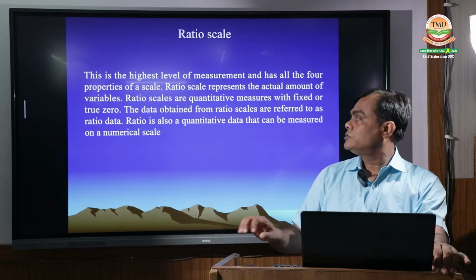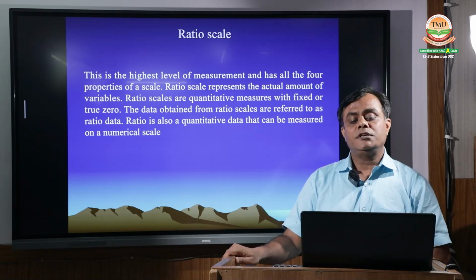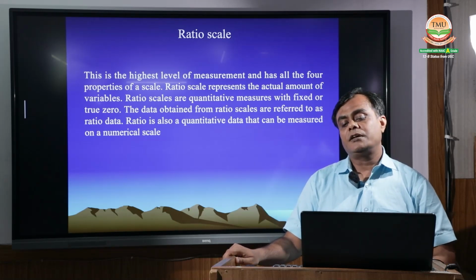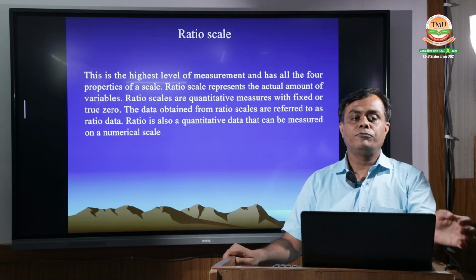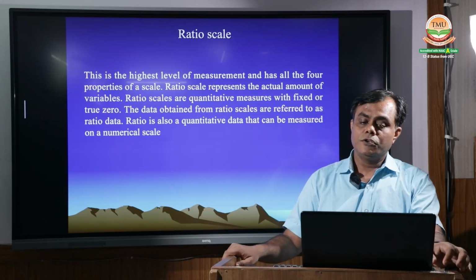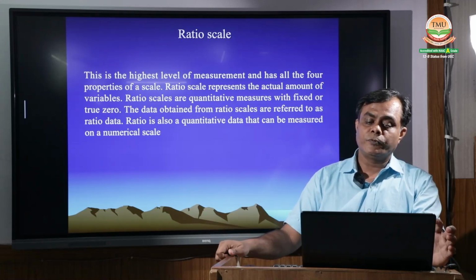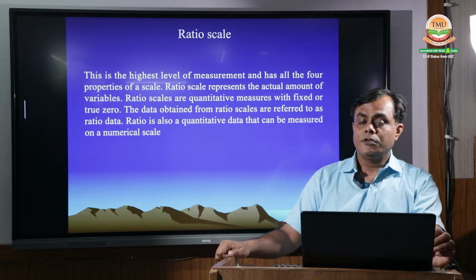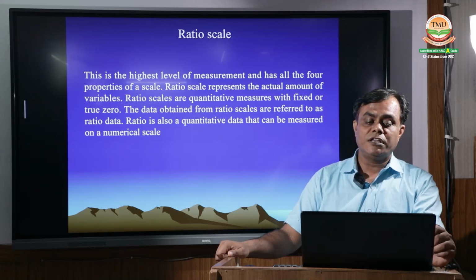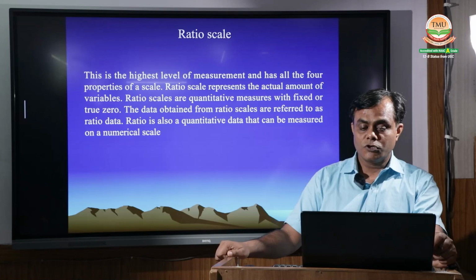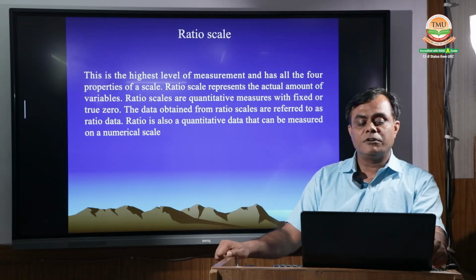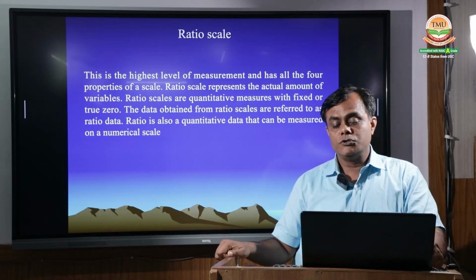Next is the ratio scale. This is the highest level of measurement and has all four properties of the scale. So the ratio scale has all four properties of the scales. Ratio scale presents the actual amount of variables. Ratio scale is a quantitative measurement with a fixed or true zero.